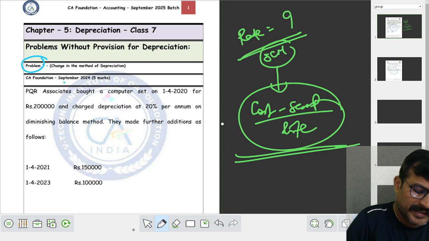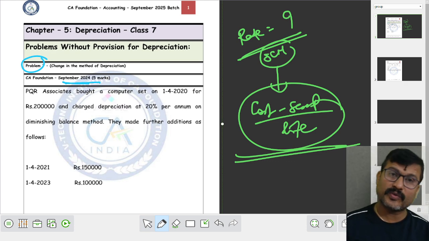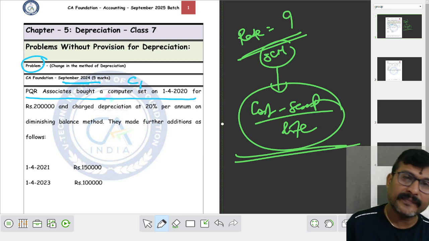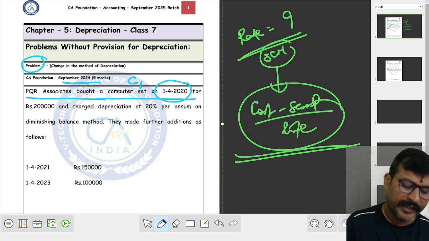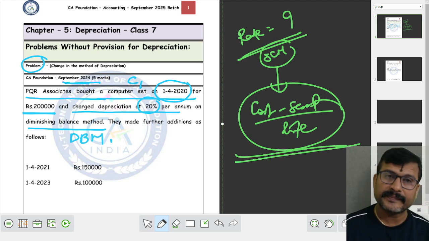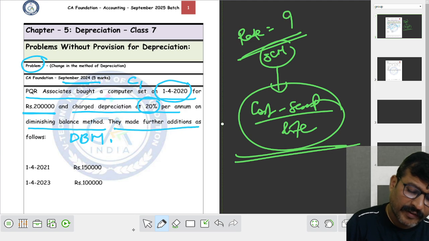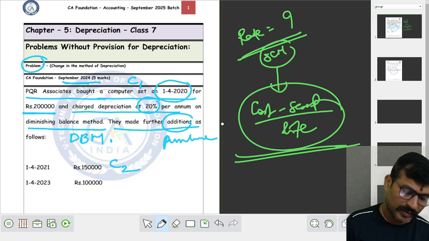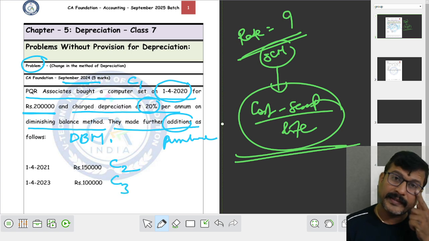This question was asked recently in the September 2024 batch, my dear student. See, PQR Associates bought a computer. What did they buy? Computer. Computer means I use C1. It was purchased in April 2020 for rupees 2 lakh. They charged depreciation at 20% per annum under the diminishing balance method, called the DBM method. Later, they made further additions. Additions means further purchase of computers. That is, on April 21, I call it C2. On April 23, I call it C3.